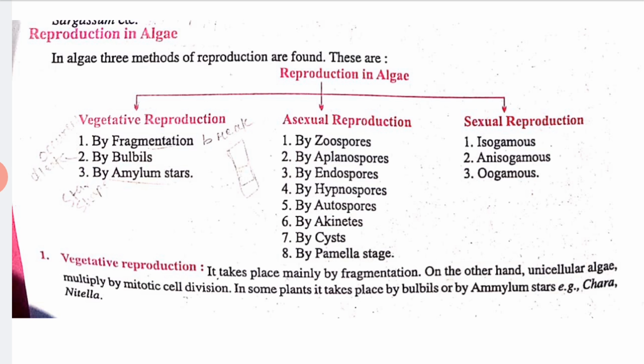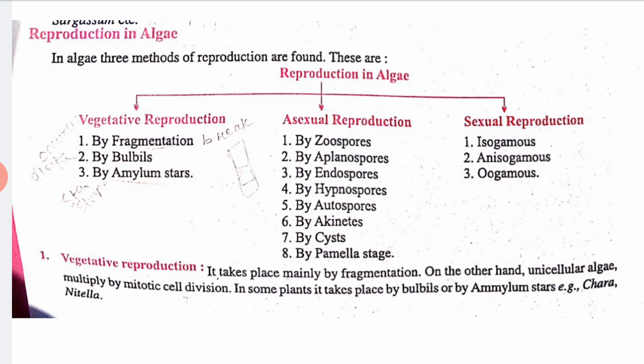Now the asexual mode. This type of reproduction takes place by means of many types of spores, which germinate and give rise to a new plant. The different types of spores found in different algae are zoospores, aplanospores, and endospores. In this way it is given.